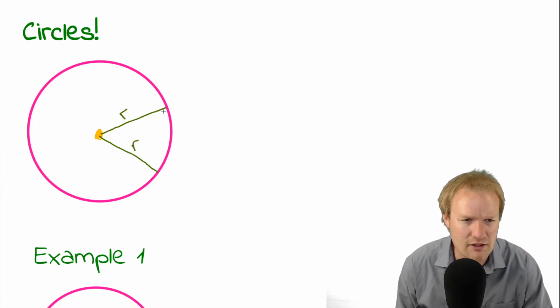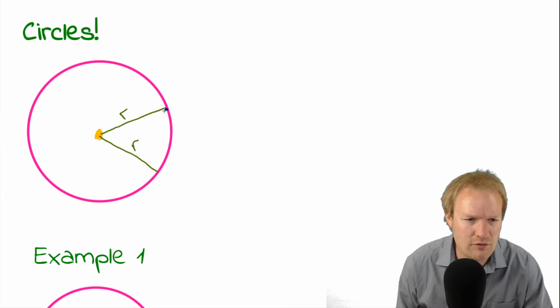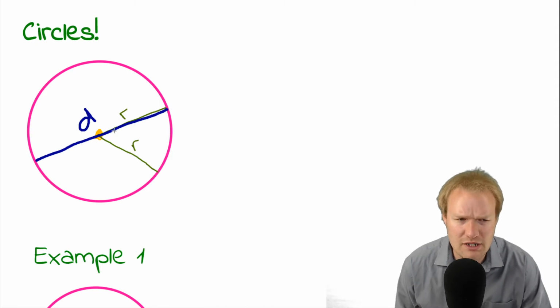Now, something else in our vocab that would be useful is what happens if we took the radius and then went out to the other side as well? Well, that whole distance there is the diameter, d. But mostly what we're going to be doing is working with the radius. So if you're given the diameter, you're going to have to divide it by 2.